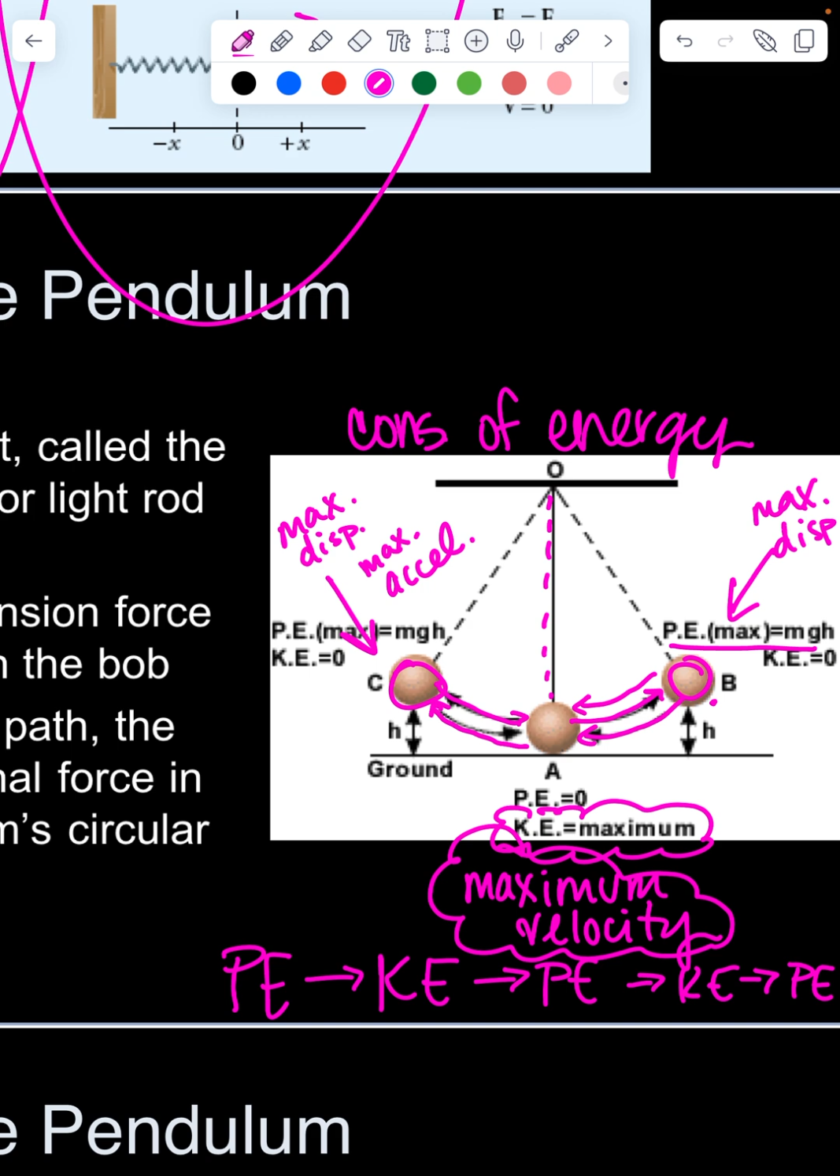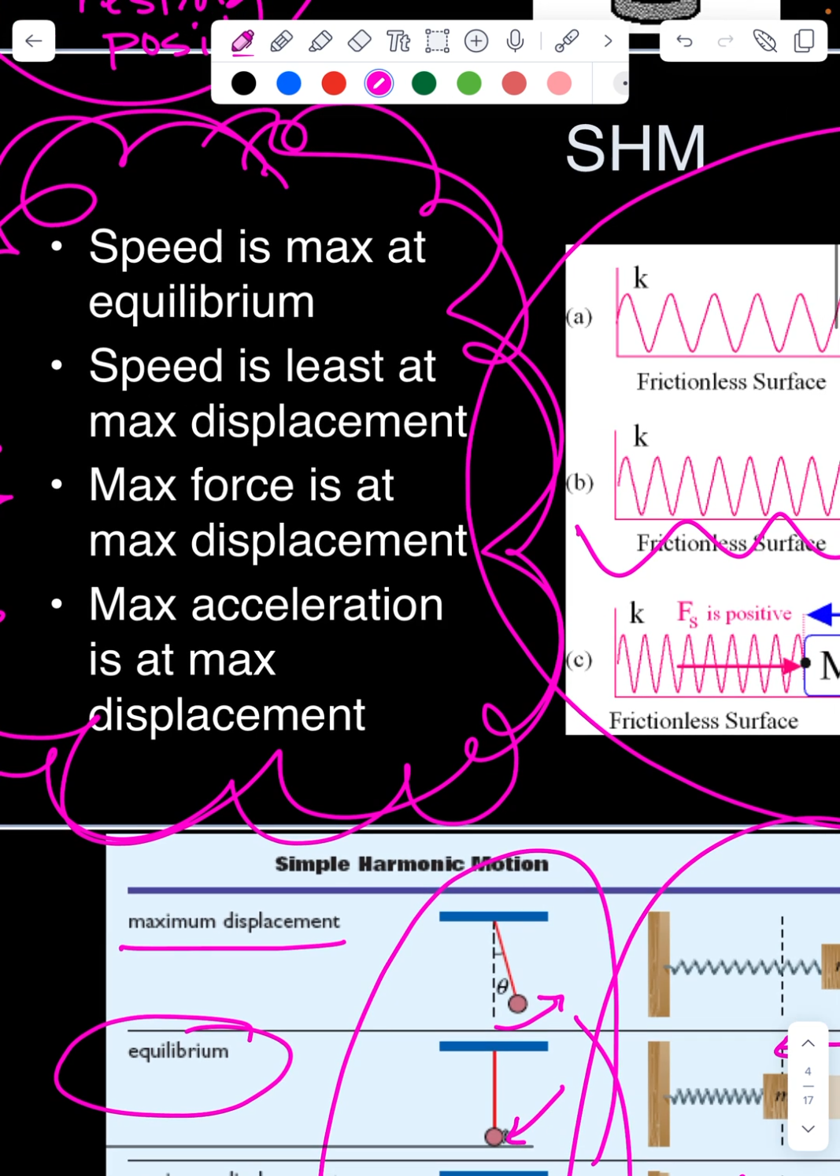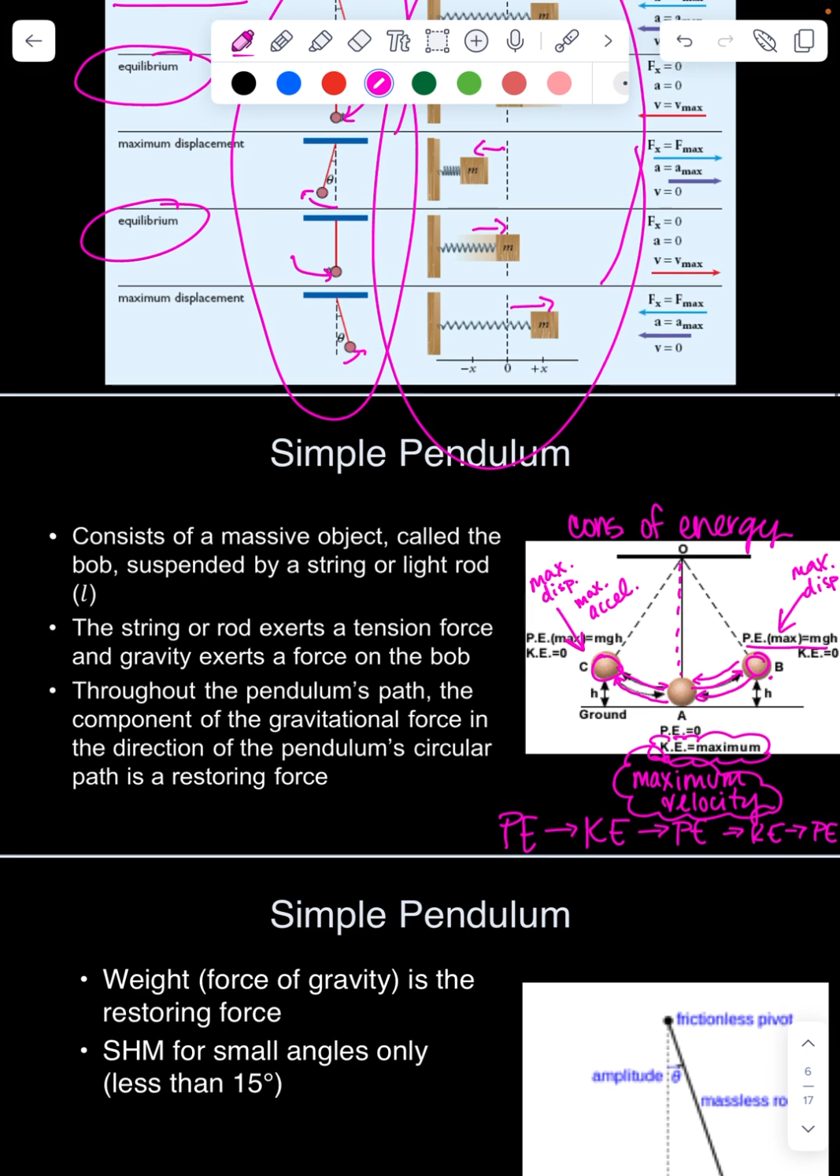So it has its maximum velocity at its equilibrium position, but it has its maximum amount of acceleration at its maximum displacement points. That's what we were comparing right up here. It's the same thing. Its speed is at its maximum at that equilibrium position, and its speed is at its least at the maximum displacement. We see here that because its force is at its maximum at maximum displacement, so is the acceleration. We're looking at the same situation in both of these.